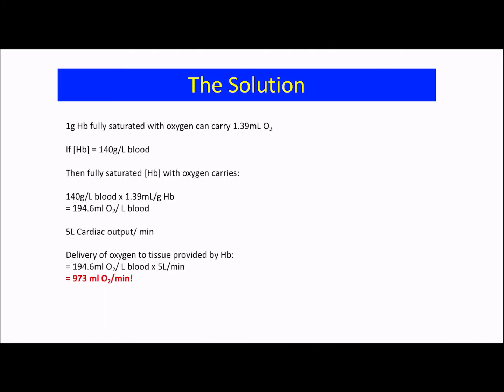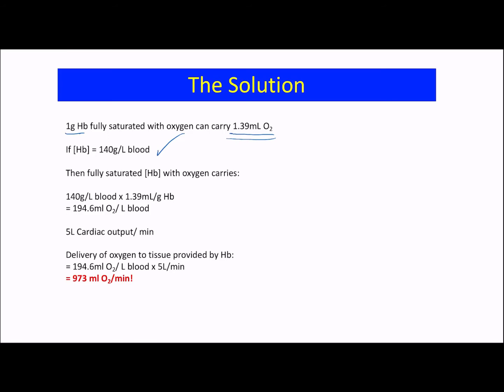Now, how does this solve it? Well, scientists have calculated that 1 gram of hemoglobin, when it's fully saturated with oxygen, when it's carrying as much oxygen as it can carry, carries 1.39 mils of oxygen. What do we know? Well, we also know that the normal hemoglobin concentration in blood is 140 grams per litre. So, if we assume that hemoglobin is fully saturated, then we can work out at maximum how much oxygen a litre of blood can carry.